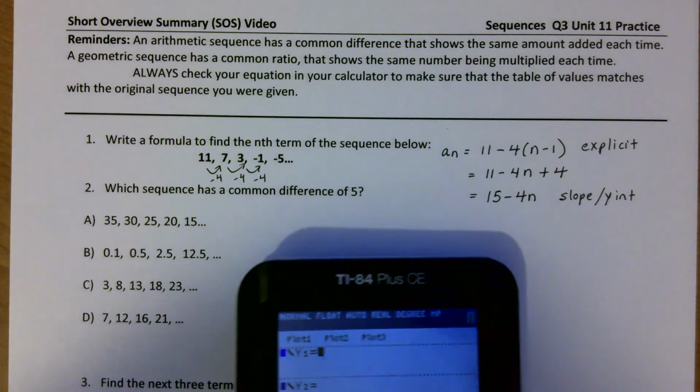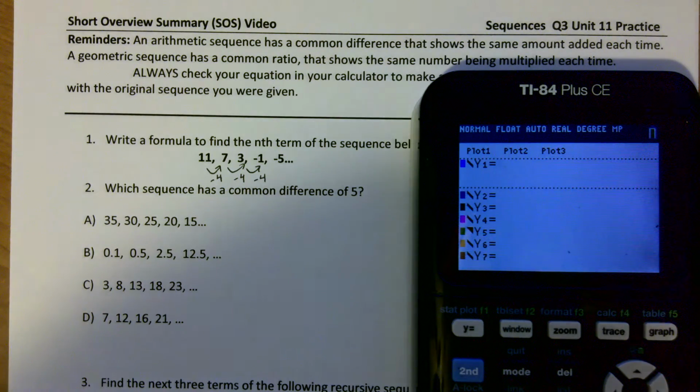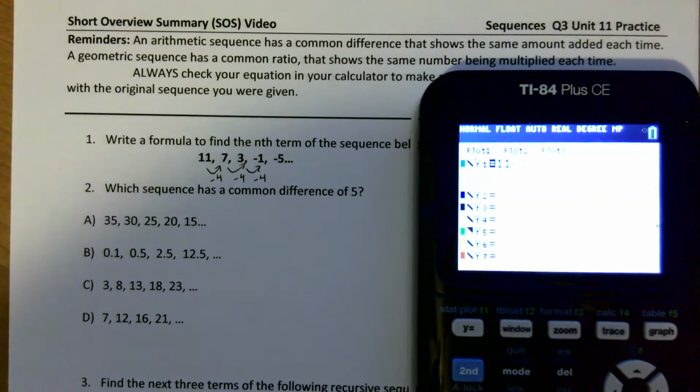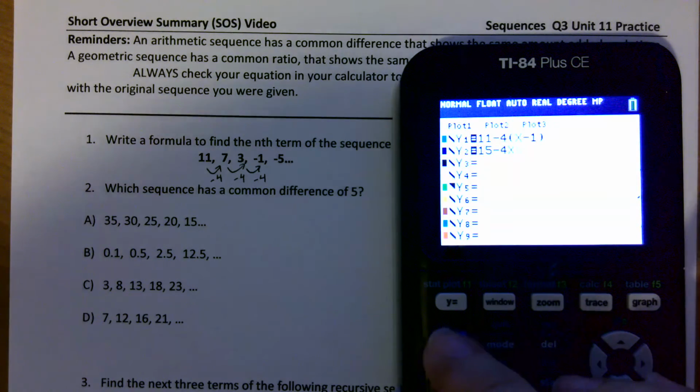So let me use my calculator to make sure. I'm going to type in the equation 11 minus 4 times x minus 1. And I'm also going to put in this other one, 15 minus 4n. And let's see what we get.